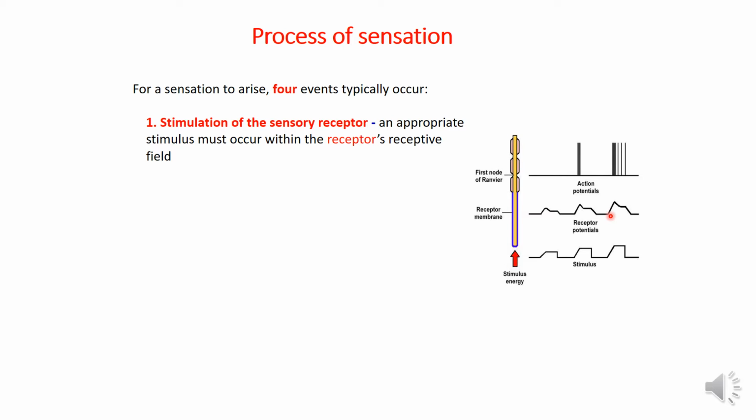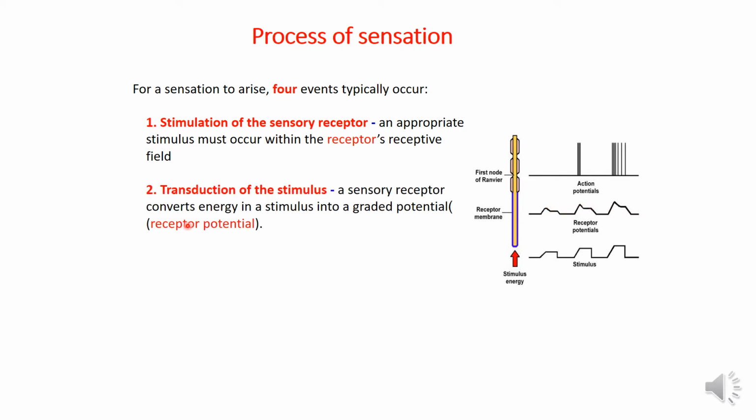For example, the touch receptors. When a light mechanical object touches your skin, it produces deformity in the shape of the receptor. This deformity allows sodium influx inside, and this sodium influx is going to produce depolarization. So the second event is the generation of the receptor potential, or the transduction of the stimulus into an electrical event, and this electrical event is the receptor potential.